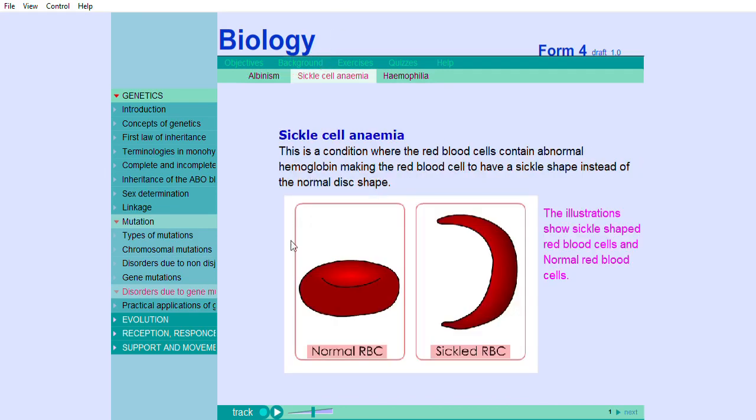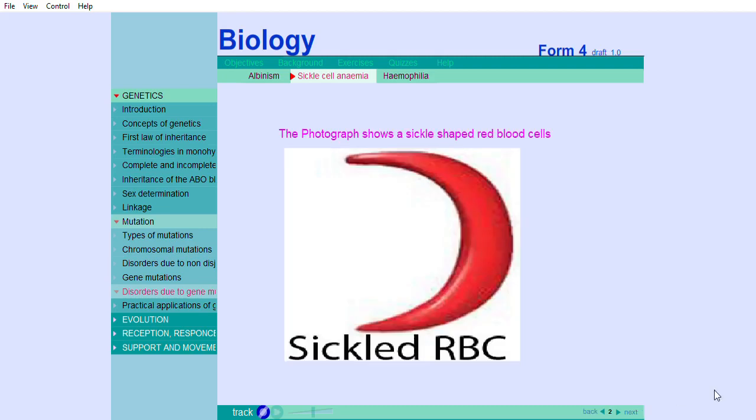Sickle cell anemia. This is a condition where the red blood cells contain abnormal hemoglobin, making the red blood cell have a sickle shape instead of the normal disc shape. The illustrations show sickle-shaped red blood cells and normal red blood cells. The photograph shows sickle-shaped red blood cells.